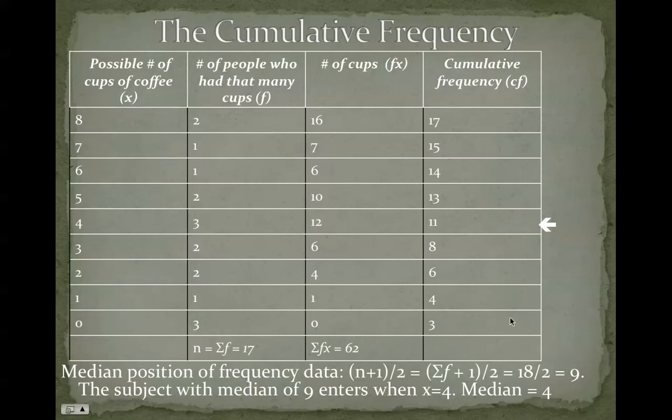So I don't count up 9 rows, unlike you do with the raw data. For median position for frequency data, you actually have to go up until you get to that 9th person. So here it's 3 people, here it's up to 4 people, here it's up to 6 people, here it's up to 8 people. The 9th person would have entered around this row right here.